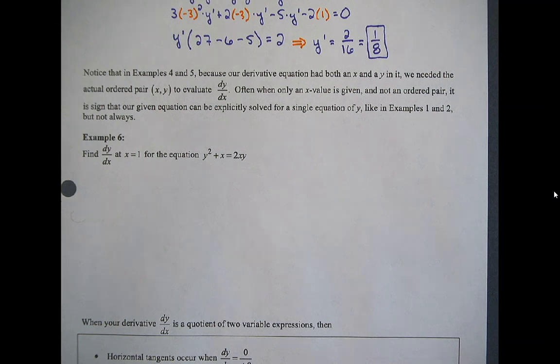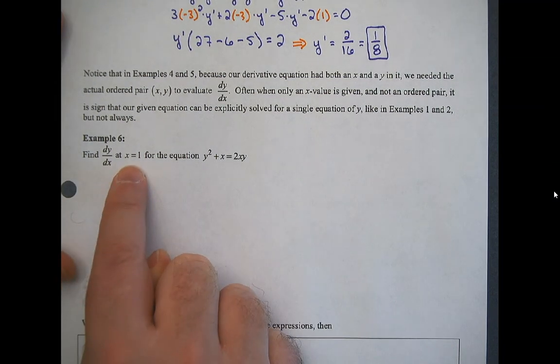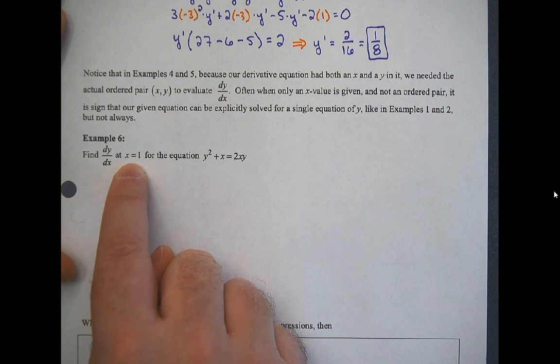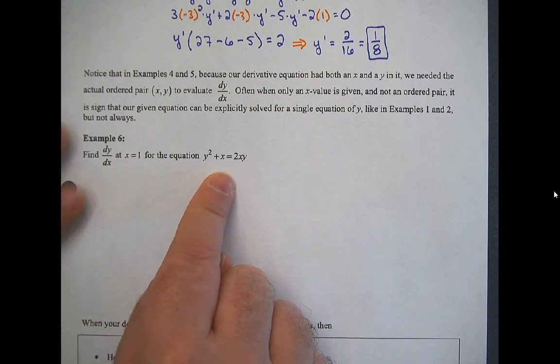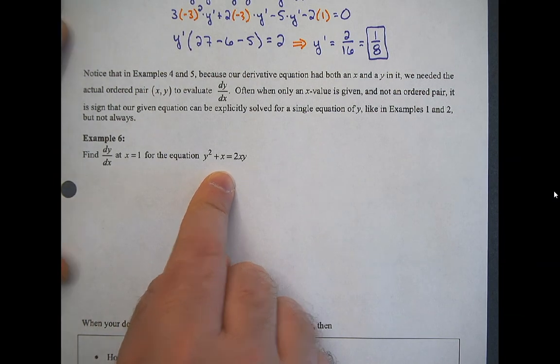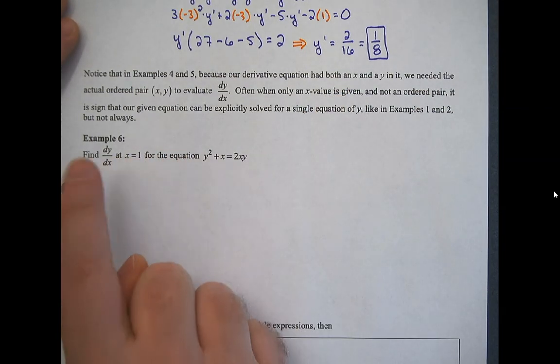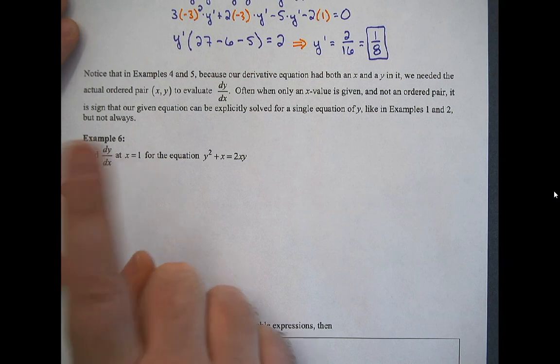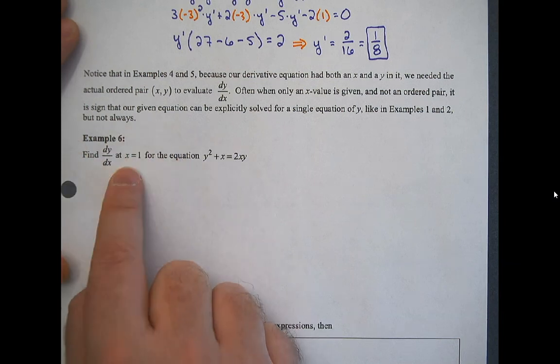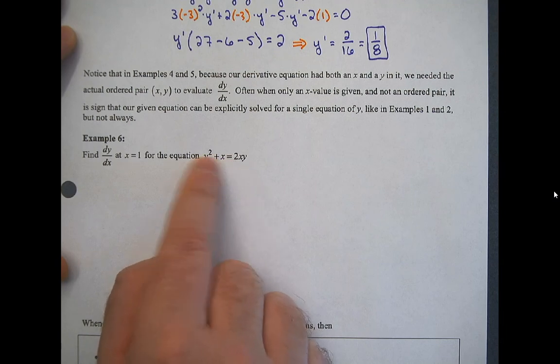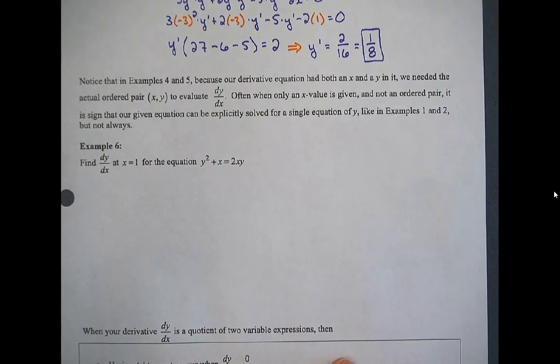All right, so let's go ahead. It says find dy dx at x equals 1 for this equation. So this is the same idea as what we did up above. I'm trying to figure out what's the slope of the tangent line of this curve when x equals 1? So I need to first figure out the derivative of this.